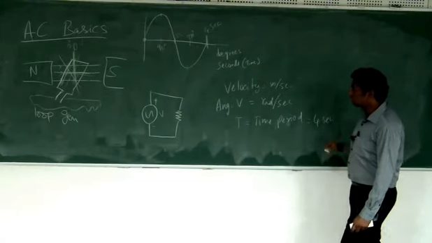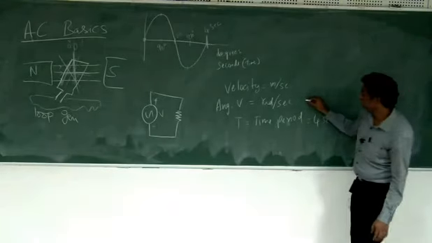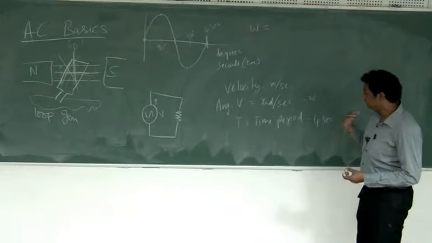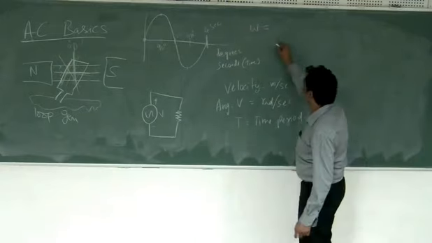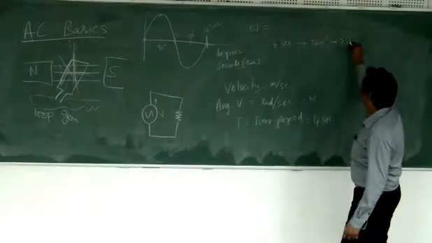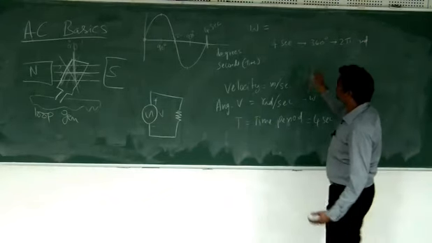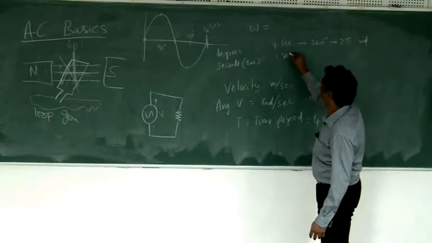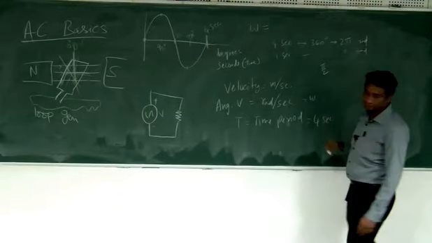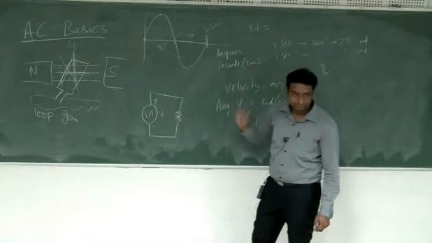So what is my angular velocity? Let's denote it by omega. So what is omega? In 4 seconds, I cover 360 degrees, or in other words, I cover 2 pi radians. In 4 seconds, 2 pi radians is covered. So what is the velocity in 1 second? This will be pi by 2. So the angular velocity for this one is pi by 2.